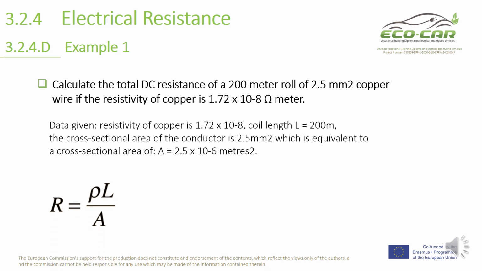Take this formula for the resistance, relating it to the resistivity, length, and cross-section. So R equals the resistivity multiplied by the length of the conductor, divided by the cross-section area here. So it is equal to 3.44 ohms, which is the DC resistance of the 200 meter roll of copper wire.